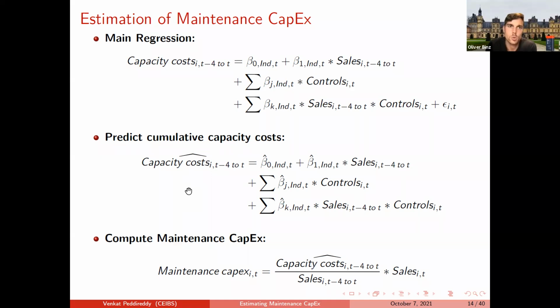And Oliver, you have a quick point. Yeah, just a quick question about the estimation here. Do you use firm level observations and estimate by industry? Is that correct? Yeah. First, at the firm level, I aggregate the capacity costs and sales for the last 5 years, and then I put them in the regression, which is by industry and year. All the controls are also the average values for the last 5 years.